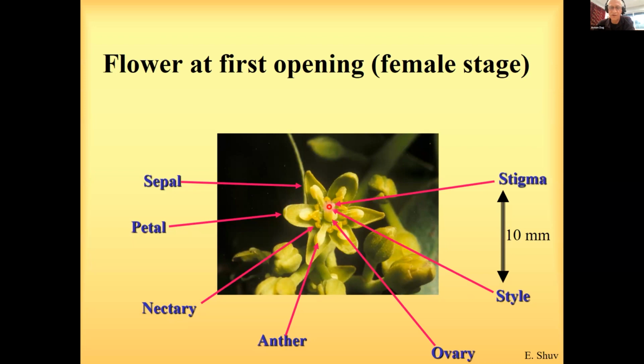There is some controversy in the literature among researchers. Some researchers claim that during the second opening, in what we call the male stage, there is still receptive stigma. And if we have in the male stage receptive stigma and the anthers release pollen, the distance is very close, so there is spontaneous pollination. But most of the studies that have been conducted until now have shown that in the second opening, the stigma is not receptive, and the flower is functionally a male flower.